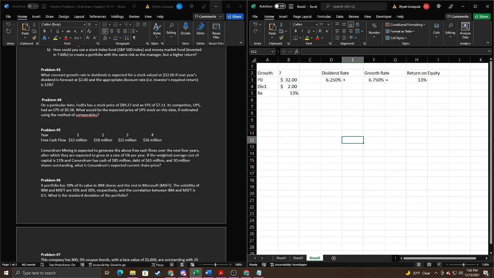This was a pretty easy one. I would highly recommend just remembering dividend rate plus growth rate equals return on equity, or the investor's required rate of return, and that will really help you out. And make sure to do the Chapter 13 homework. It can really help you a lot on these type of problems.